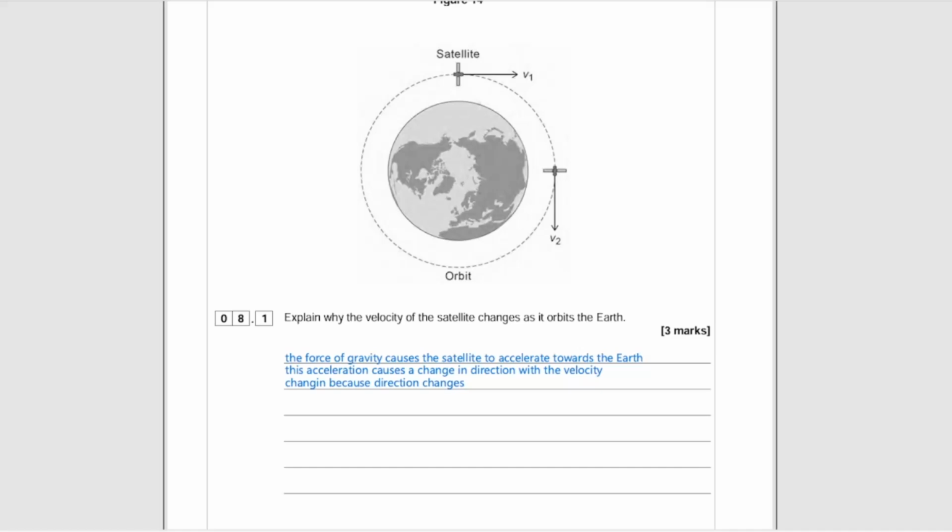Okay, now that my answer's finally where it's supposed to be, the answer is the force of gravity causes the satellite to accelerate towards Earth, with this acceleration causing a change in direction, with the velocity changing because direction changes. So how it works is there's always constantly a force towards the center of the Earth that changes the velocity. So the velocity changes constantly as it goes round, constantly pulling towards Earth, until it's at this position, and it just repeats and it's in a circular orbit around the Earth.